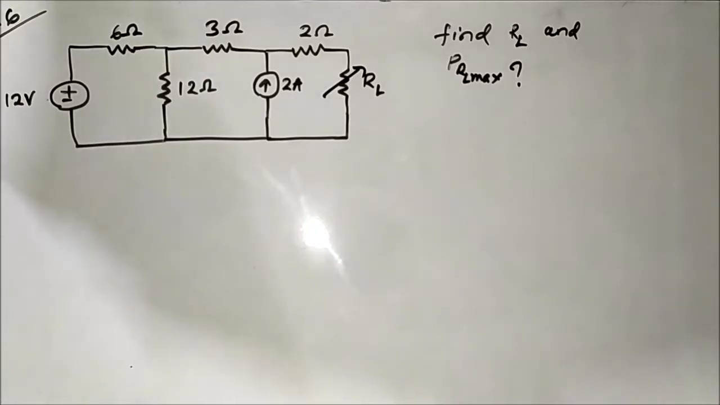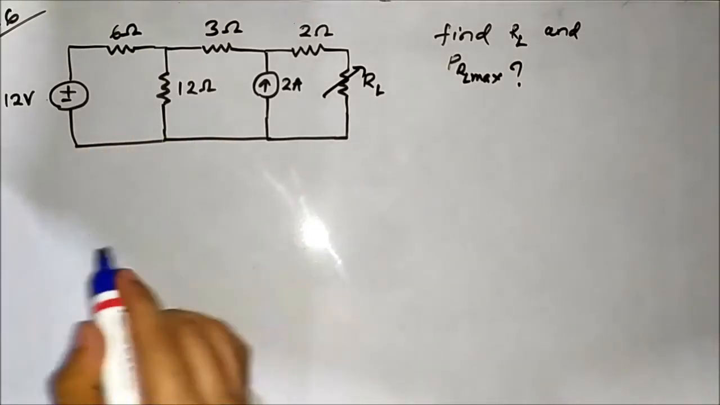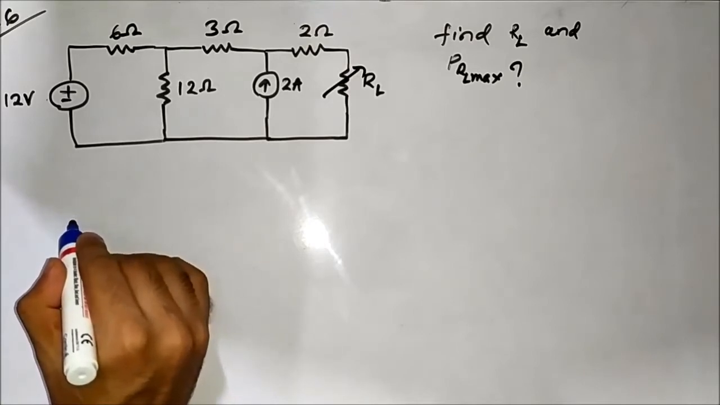So first we have to use the Thevenin equivalent circuit approach. We have to find VTH and RTH. So first step is to find VTH. So for that we have to redraw the circuit.